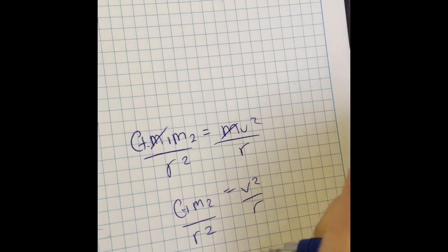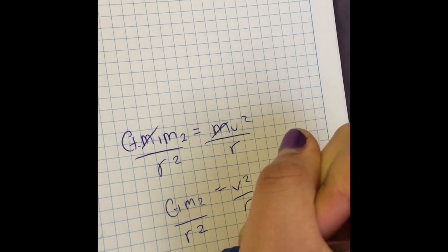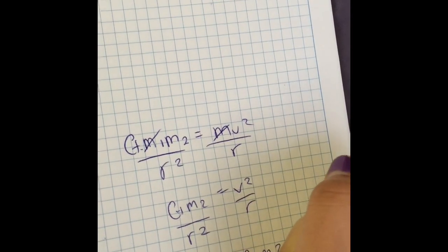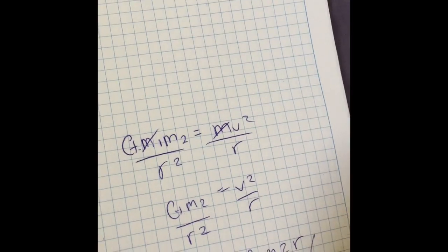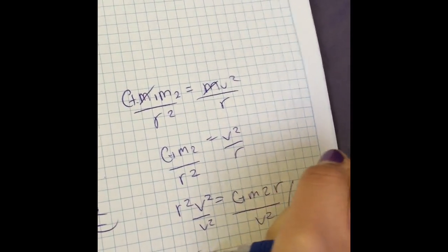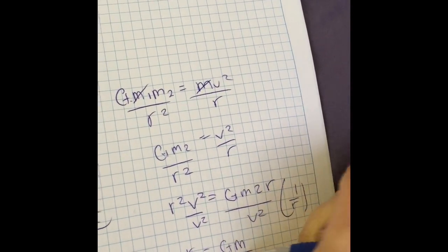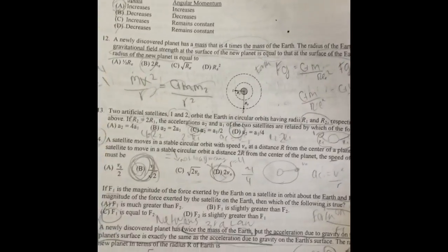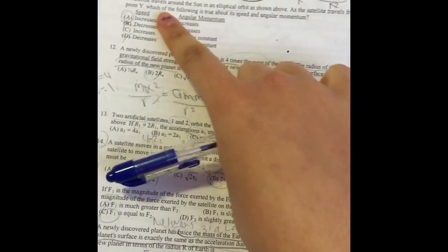So you cross multiply. GM r equals v squared r squared, multiplied by 1 over r. So you'd get that r equals GM over v squared, and that's actually choice B. So yay.